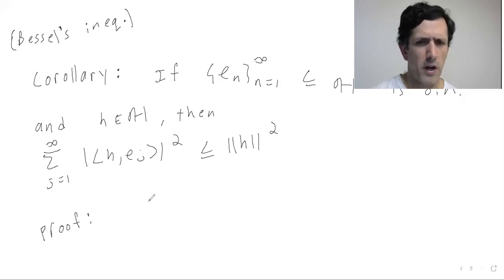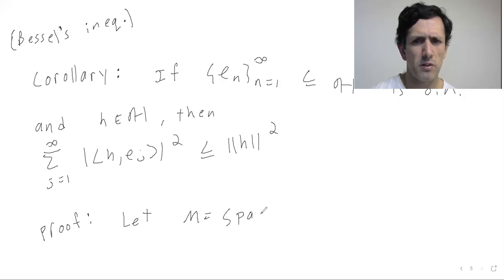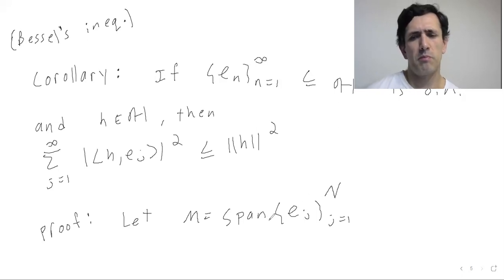So what's the proof? Pick some big N, some natural number big N. Let's say M is exactly what it was maybe 5 or so minutes ago, the span of the e_j's. Well, in general, certainly, the span of all of these might not necessarily be closed. So let's just take the span of n of these. I should maybe label this as e_j. So this is, like before, a closed subspace.